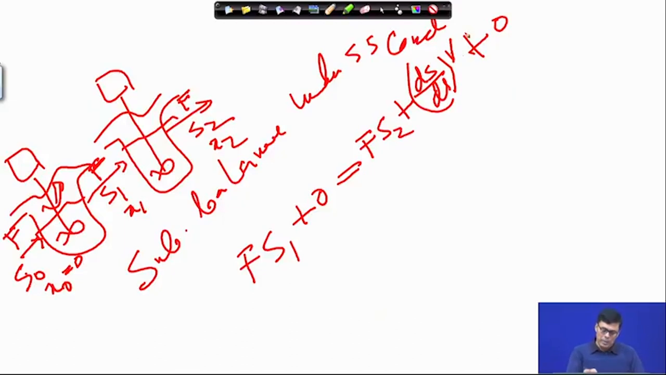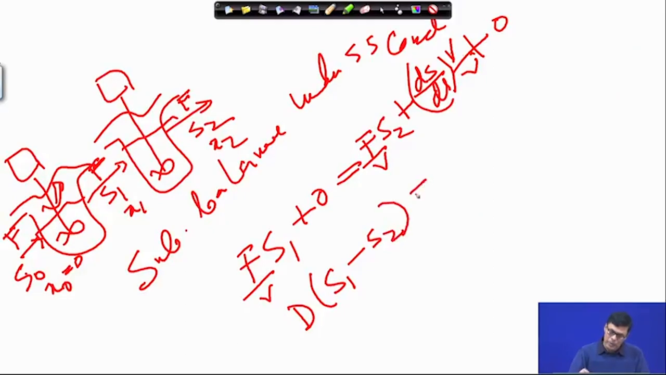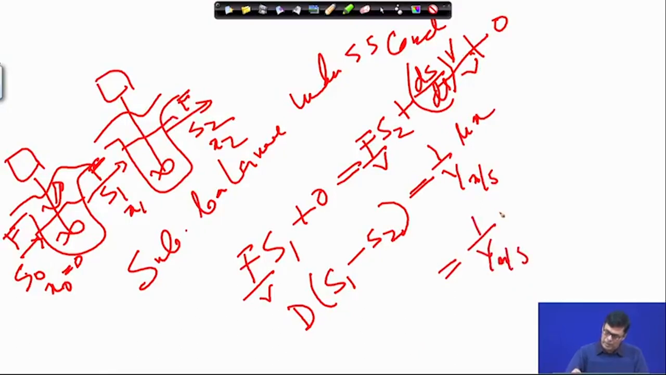Am I right? So, this is the equation. If you divide both sides by V, then what can we write? D into S 1 minus S 2 is equal to dS by dx times dx by dt, which we have shown you before. This is equal to 1 over Y X by S, and dx by dt equals mu into x. And then I can write this as 1 over Y X by S times mu, times X 2 of the second reactor. Am I right?